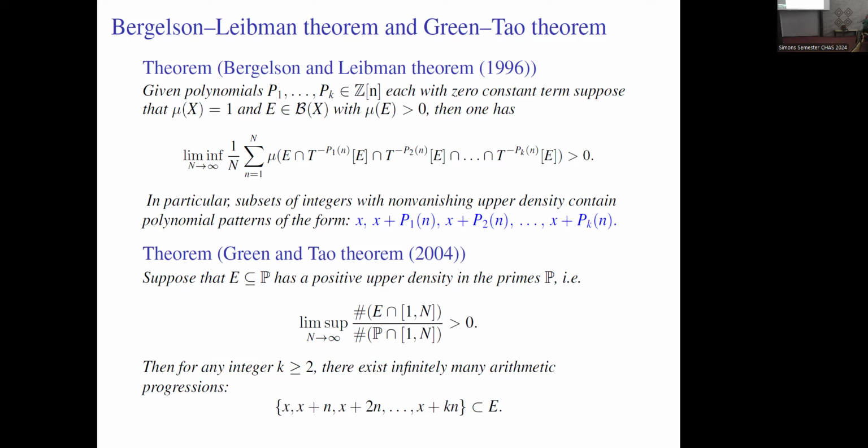So we remember that Szemerédi's theorem cannot be applied to the set of prime numbers because it has zero density. But if we consider subsets E of primes which have positive upper relative density inside the primes, which means that this quantity is positive, then there are infinitely many arithmetic progressions of length k inside E. So this is the famous result of Green and Tao.